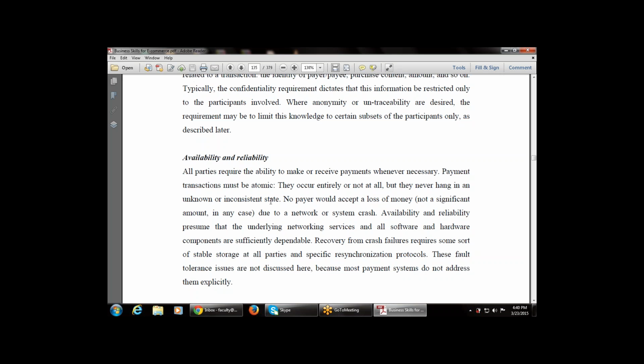Payment transactions must be atomic. That is, they occur entirely or not at all, but they never hang in an unknown or inconsistent state. No payer would accept a loss of money, that must be acceptable, that must be available via network, via system crash. Then availability and reliability presume that the underlying networking services and all hardware and software components are sufficiently dependable. That is one of the requirements, that whenever we say availability and reliability, that also presumes the underlying networking services.